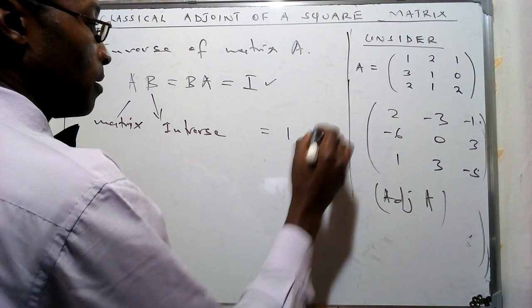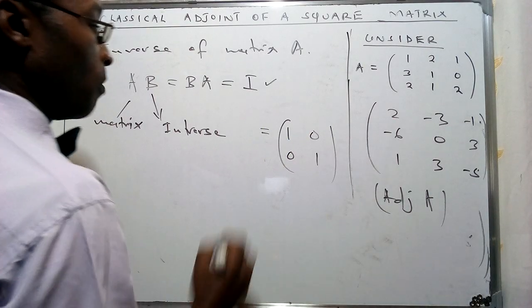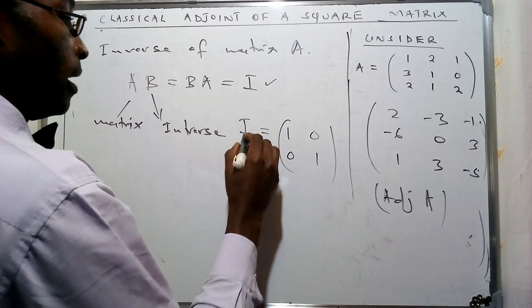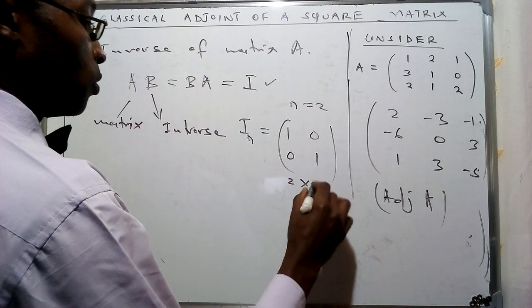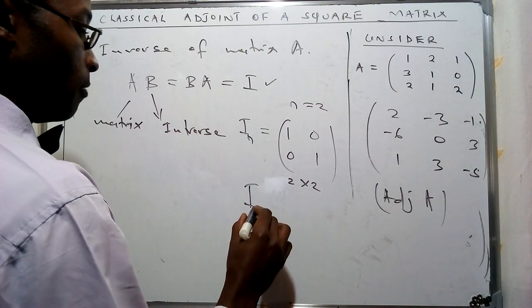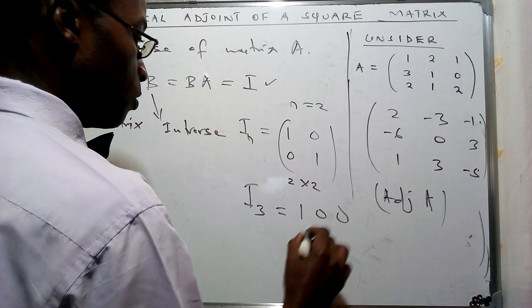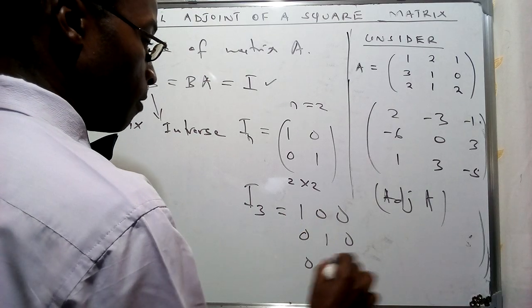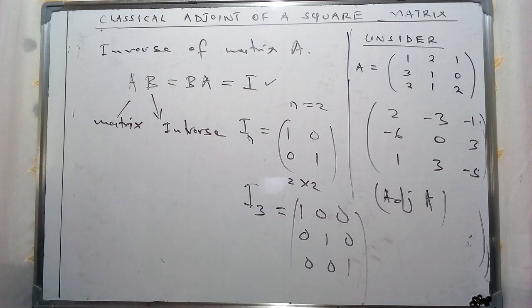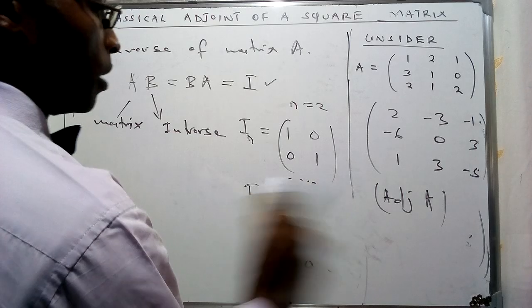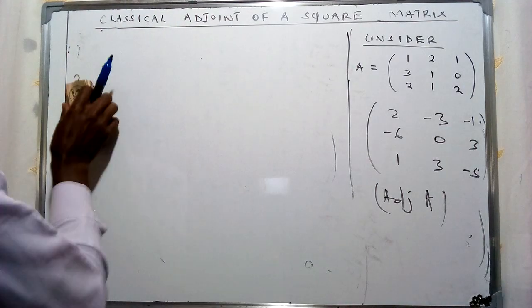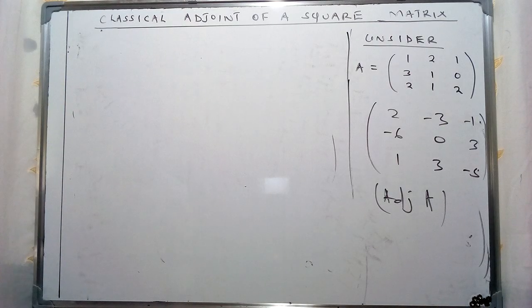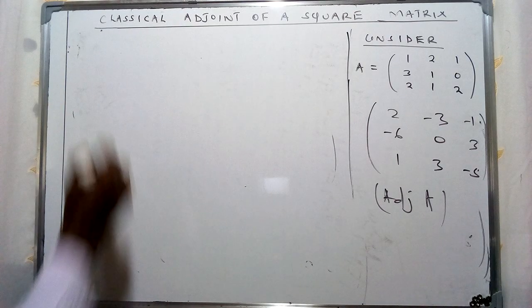And remember from our previous discussion on the identity matrix, for n number of values, which in our case n is equivalent to 2, this is going to be a 2 by 2 identity matrix. And in case we have n equivalent to 3, then we are going to have a matrix in terms of an identity given as such. So we are going to consider these two factors and try to find the relationship between the classical adjoint and concepts like the inverse, which I've just defined using this example.